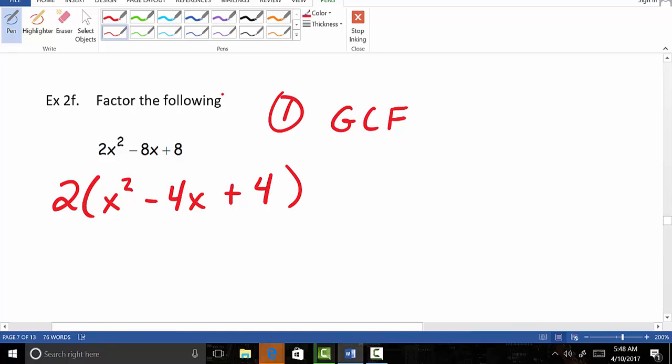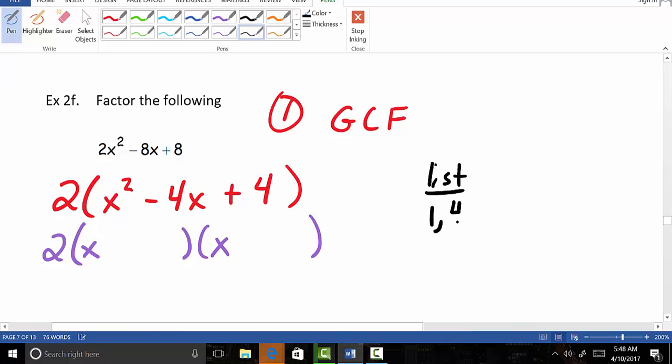Alright. Now we end up with a trinomial, and we're going to try and break this down. So we still have our 2 out in front times, in parentheses, x times x gets us that x squared that we want. And what we're also trying to figure out is what two numbers multiply to give us 4 that add up to give us negative 4. So kind of just going back to that whole list.